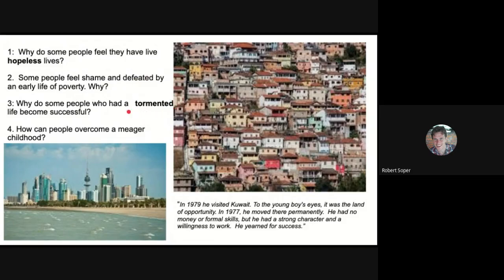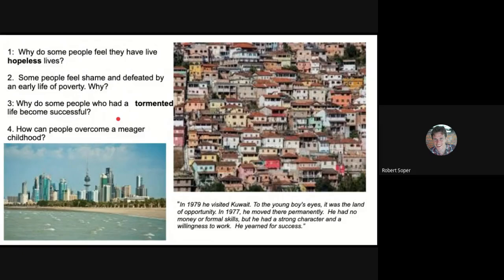Well, at this stage, you should know tormented means painful. So the question really is asking, why do some people who've had a painful life still become successful? Try and answer that question. Okay, so some people who've had a tormented life become successful for many reasons.